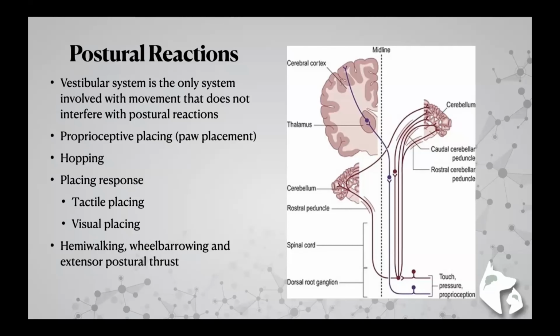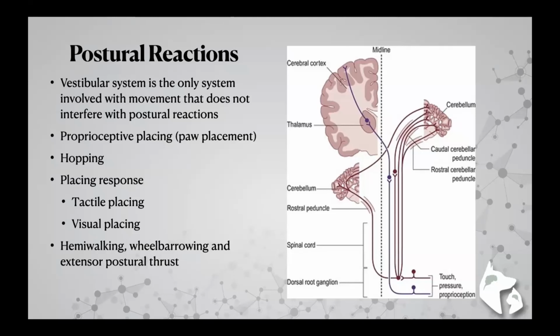So if you have a dog or a cat with vestibular dysfunction and you test their proprioception and it is normal, it does not guarantee that it's a peripheral lesion, but it's more suggestive. It does not guarantee that it's not a central lesion, but it is more suggestive of a peripheral lesion.